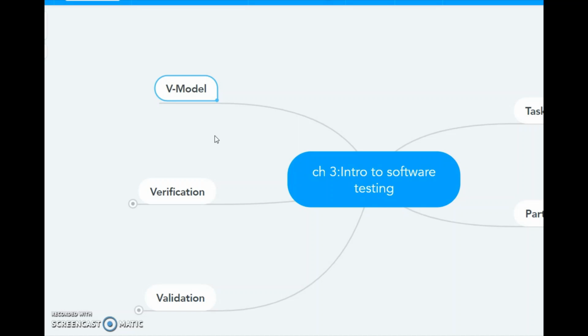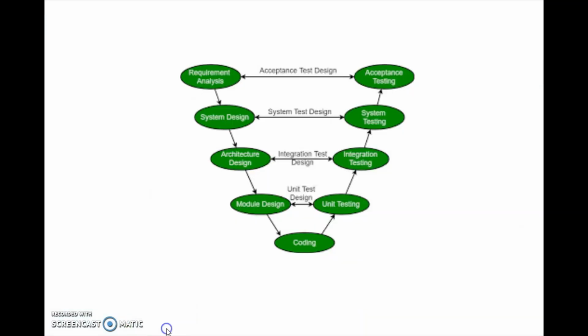It may be called the vModel probably because of the way it is shown. Let me show you the picture of the vModel. Probably it is drawn that way, so the name comes from that shape. Now V stands for verification and validation.